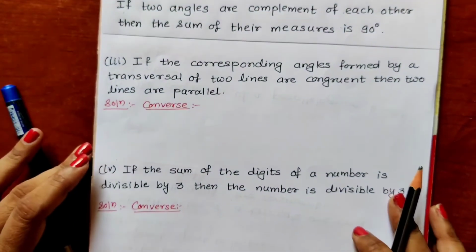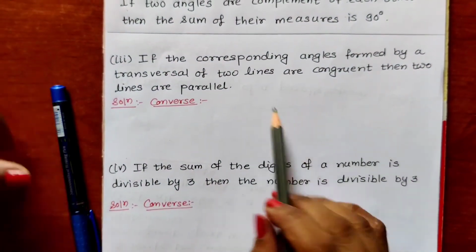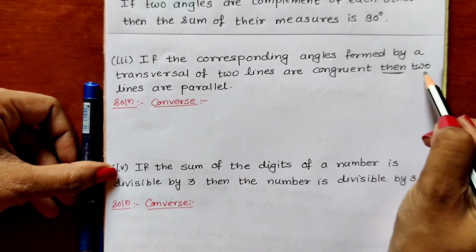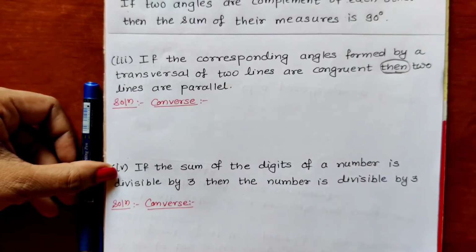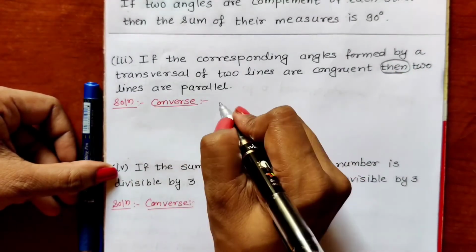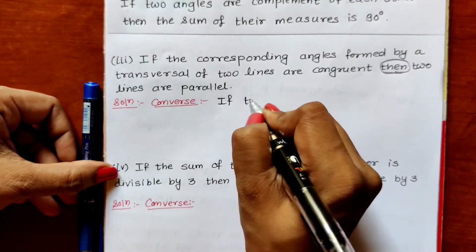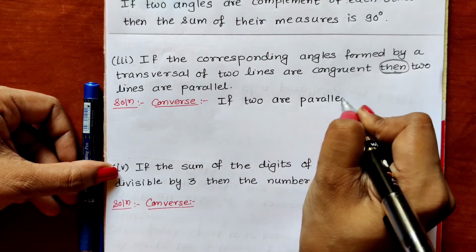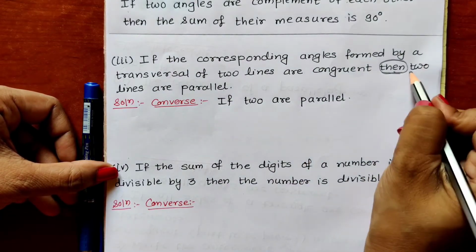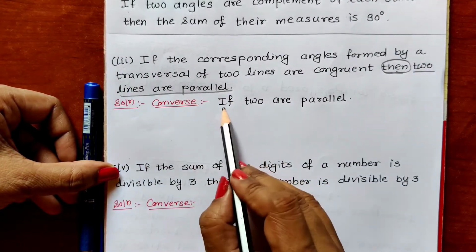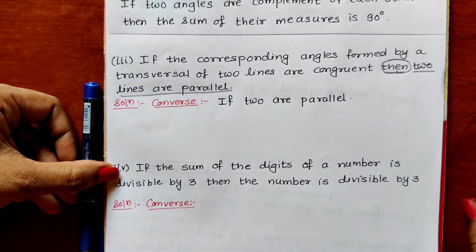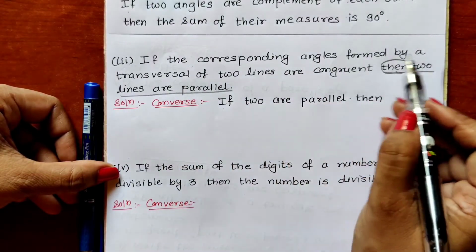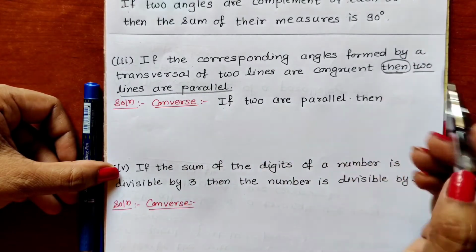Third one is if the corresponding angles formed by a transversal of two lines are congruent, then two lines are parallel. So after then what is there? Two lines are parallel. So these two lines are parallel, we write after if. If two lines are parallel, then what will happen? Then the corresponding angles formed by a transversal of two lines are congruent.